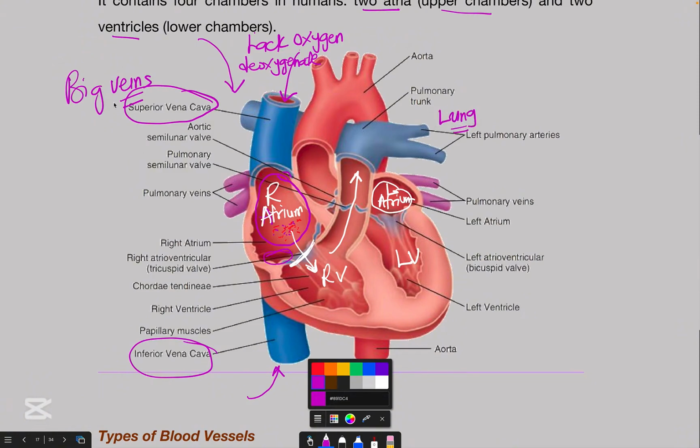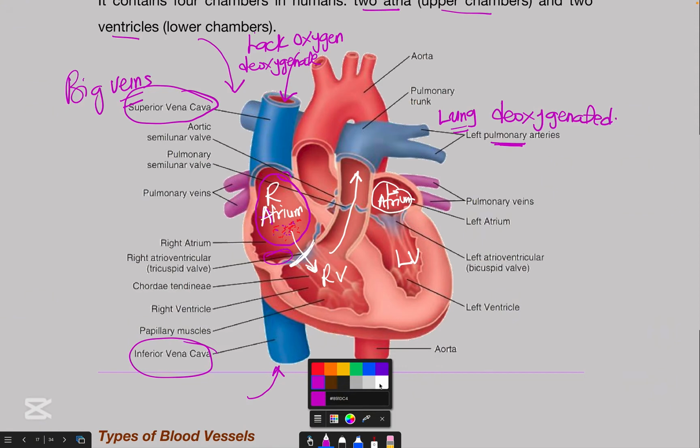Now, veins carry deoxygenated blood. That is the reason why the superior vena cava and inferior vena cava carry deoxygenated blood. Arteries carry oxygenated blood. But the pulmonary artery, listen, this pulmonary artery carries deoxygenated blood. That means the blood has not got oxygen.